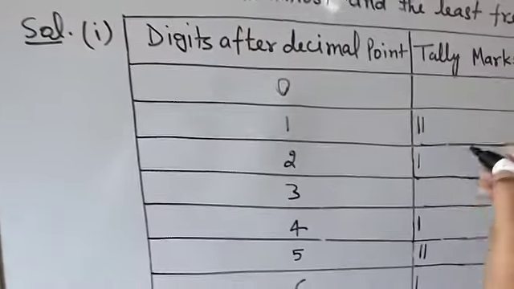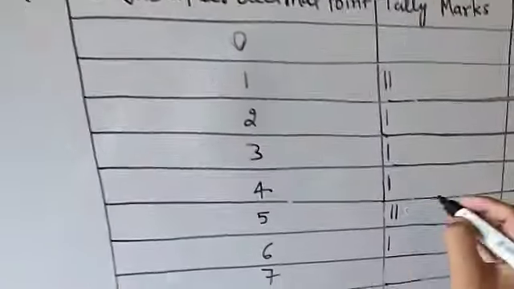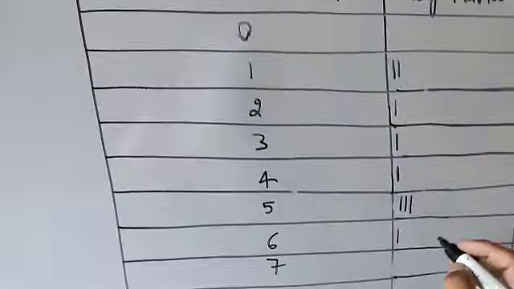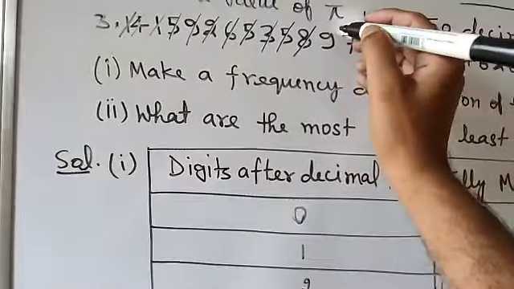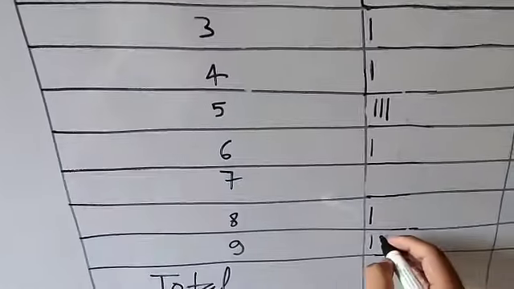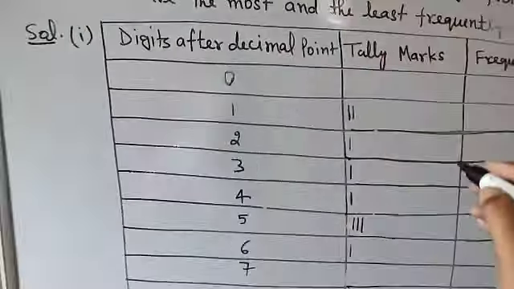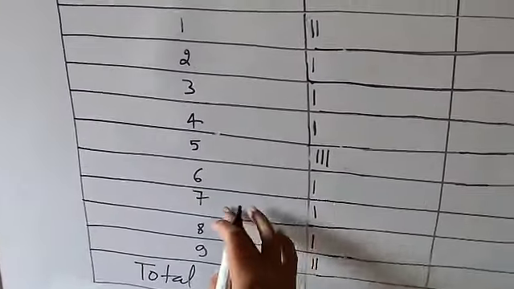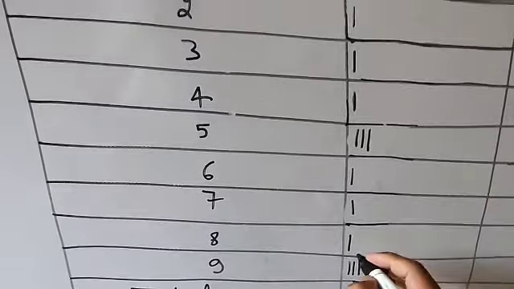Then 3, cut it here and 3 will be represented here. Then 5, cut the 5, again 5 you will represent here. Then 8, cut it here and 8 will be represented in front of 8. Then 9, cut the 9 and 9 will be represented here. Then 7, cut the 7 here and 7 will be represented in front of 7. Now 9, cut the 9 and 9 will be represented here.